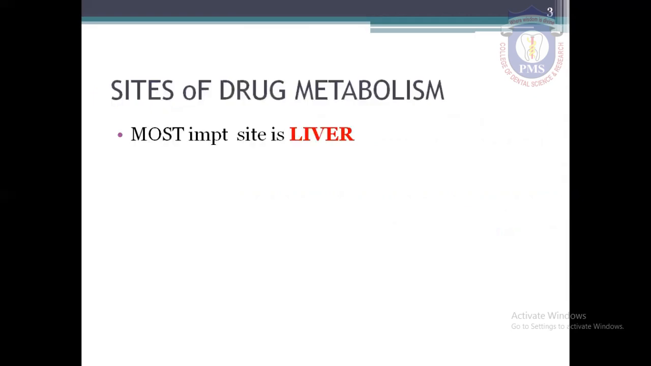The major site of drug metabolism is the liver. Other sites include our lungs, plasma, kidney, etc.